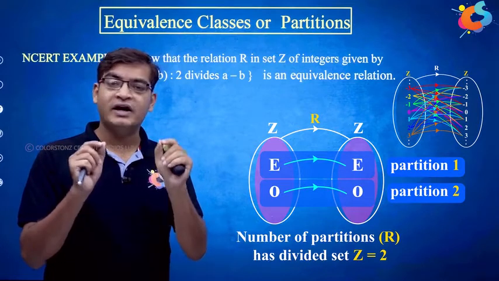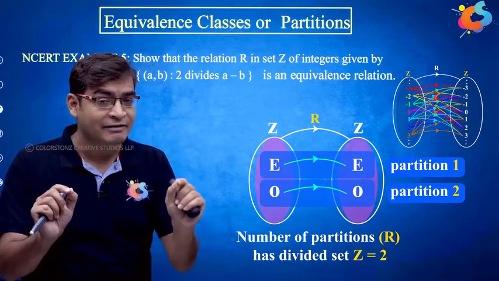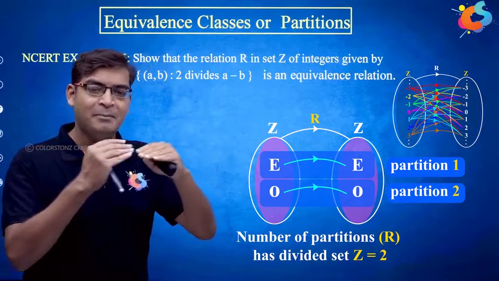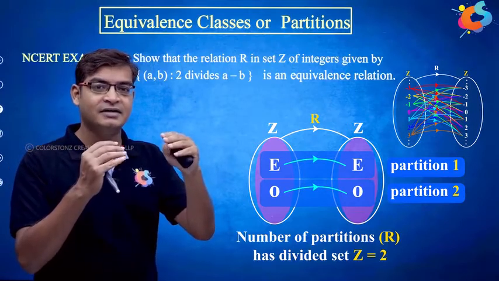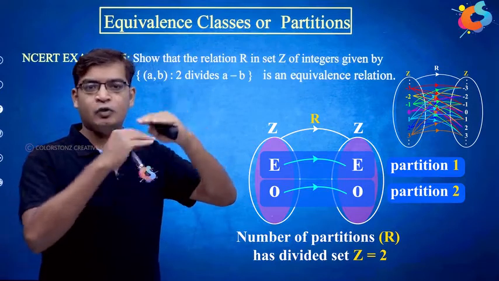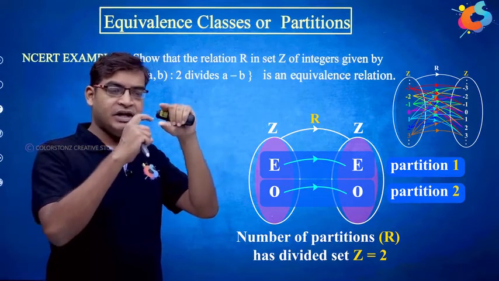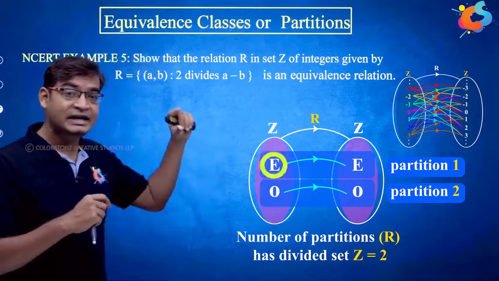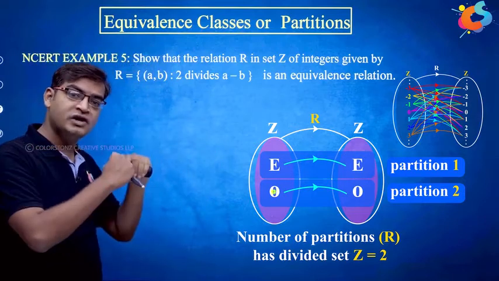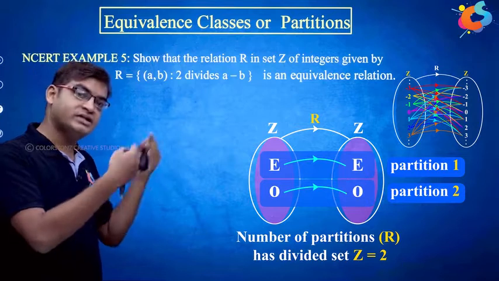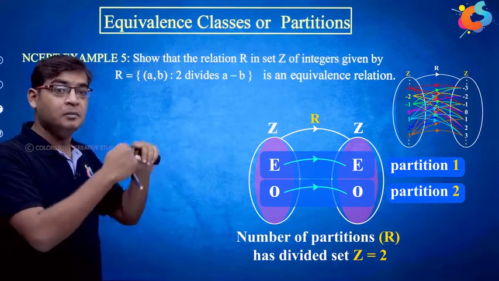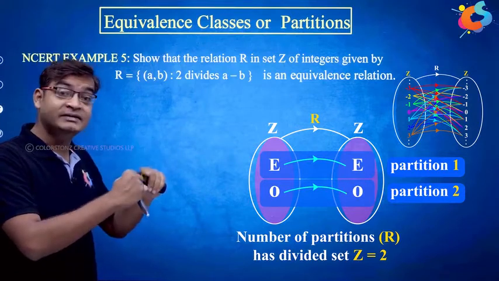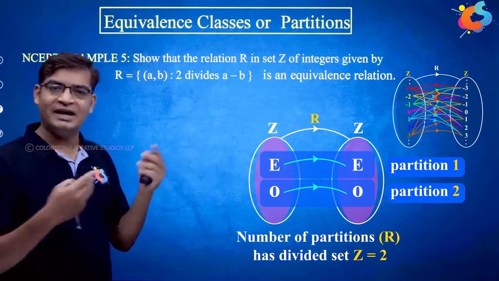So on the whole, what did we understand? You take any equivalence relation, the mapping will be in such a way that the set will be divided into partitions and each partition is mapped onto the same partition. Here, E is mapped onto E, O is mapped onto O. Let us say there was a third partition, P3. P3 will be mapped to P3, like that.